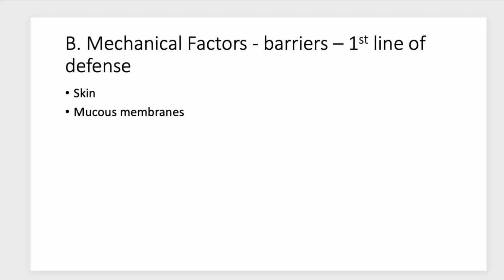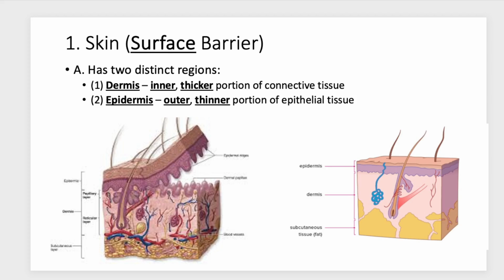So some mechanical factors. This would be for our first line of defense. We're going to have our skin and our mucous membranes. So we'll start with the skin. For the skin, this is our surface barrier, and as you've learned in Anatomy 1, it has these two major regions. That would be the dermis, which is the inner, thicker portion of connective tissue, and then the epidermis, which is that outer, thinner portion of epithelial tissue.